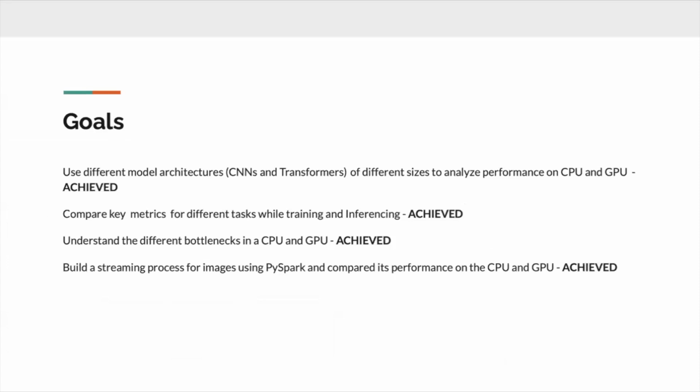So here we reflect on our project in terms of the goals that we wanted to complete. We compared different model architectures of different sizes to analyze performance on CPU and GPU, which we did achieve. We compared key metrics such as accuracy, latency, and throughput for different tasks while training and inferencing, which again we achieved. We understood the different bottlenecks in a CPU and a GPU, and we also built a streaming process for images using PySpark, and also compared its performance on the CPU and GPU.